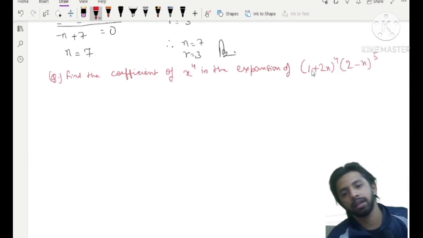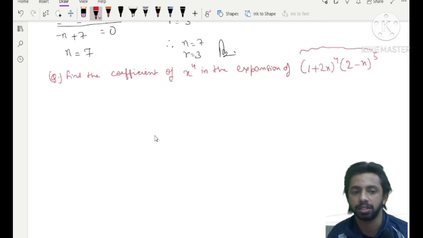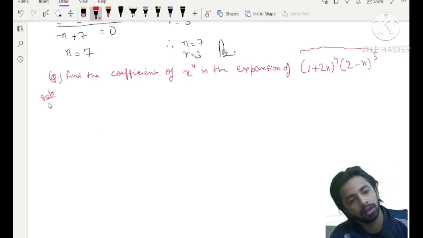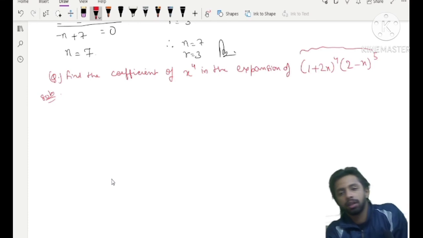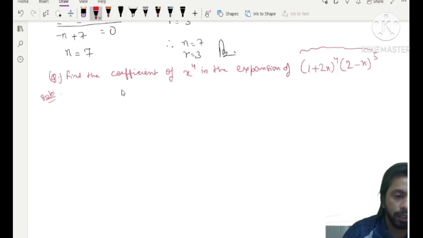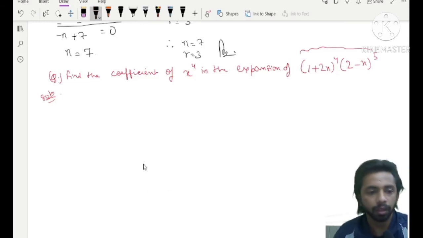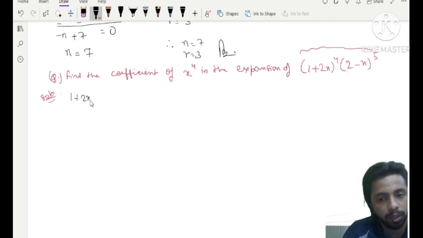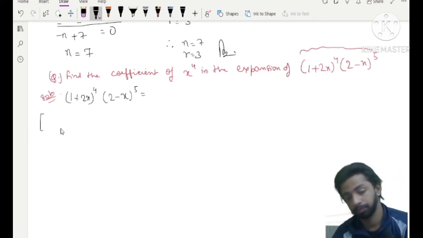This is actually a product of two expansions. So it is not possible for you to just multiply both and then find out the coefficient of x to the power 4. Not possible. So we'll go by the easier method. (1 plus 2x) to the power 4 multiplied by (2 minus x) to the power 5. Just expand both of them. (1 plus 2x) to the power 4, how can you write it?